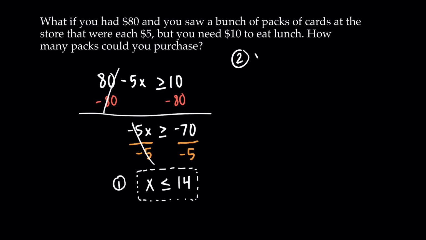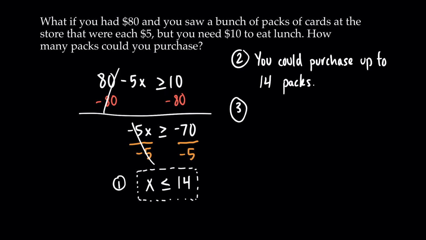Number 2 would be, in words, you could purchase, maybe we could say, up to 14 packs. Number 3 would be to visually demonstrate on a number line how many packs of cards you could buy. I'm going to put 14 here, and theoretically you would want to stop at 0 because you can't really purchase negative packs of cards.